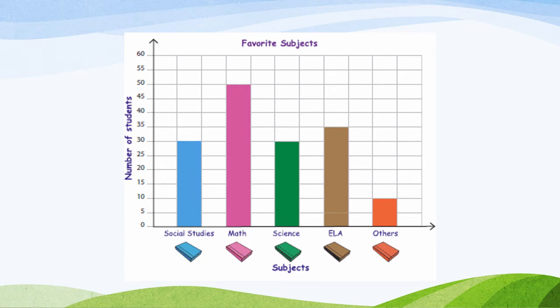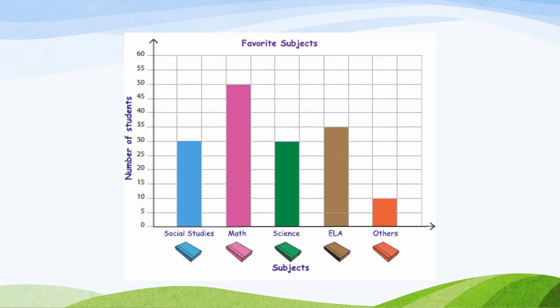Now we need to know how many students. We go to this line and we read how many students like social studies. 30 students. Good. Now how many students like math? Yes, 50. How many like science? 30. And how many of the students like English? 35. And how many students like other subjects? These are, go there, 10.